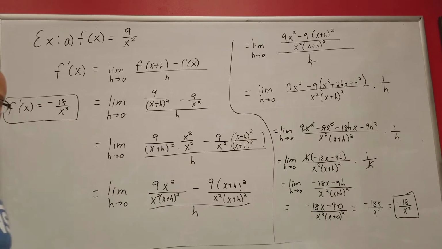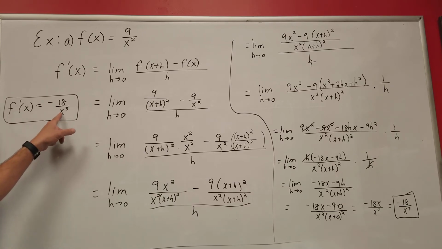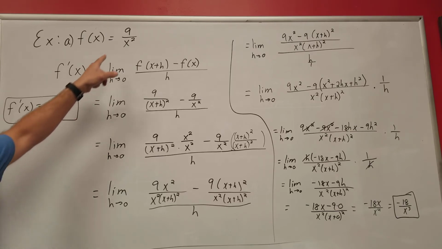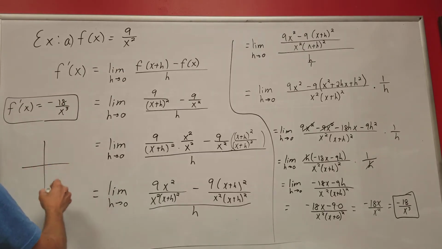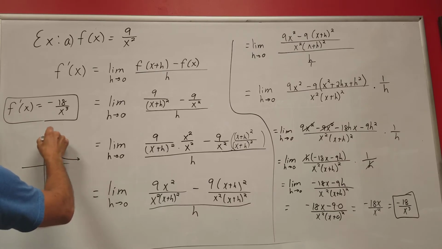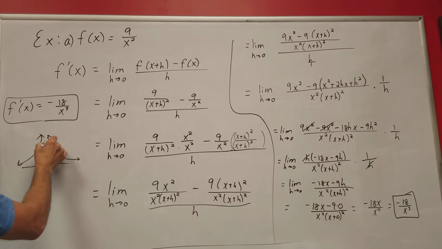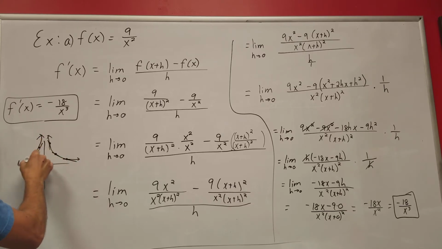Now, what did we just find? Yes, we found a derivative like it said to do, but what else did we find? What is this derivative right here? It is an equation for the slopes of all the tangent lines to this curve. So you've got that curve right there, something like this. This formula gives you the slope of the tangent line here, here, here, and so forth. So it gives you the slopes of all the tangent lines on that curve.